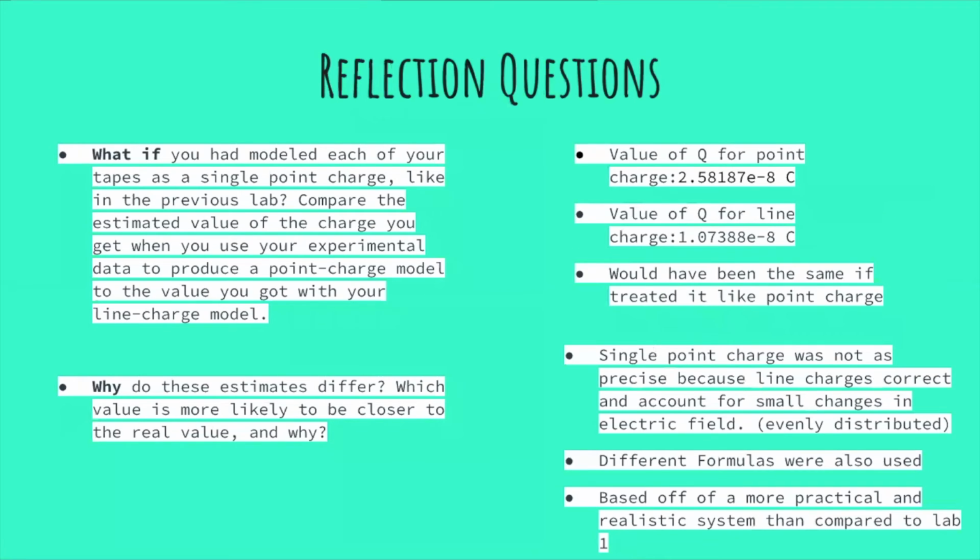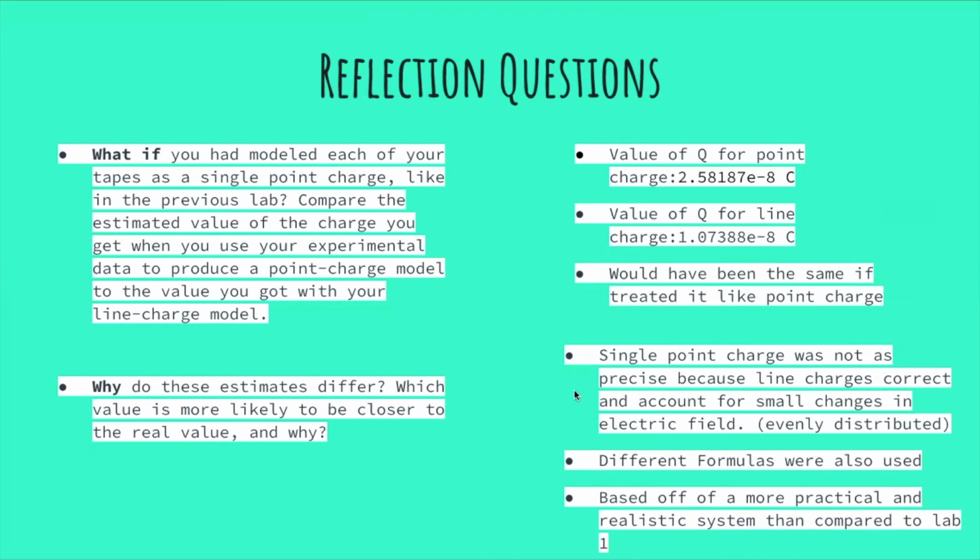So for our reflection questions, what if you had modeled each of your tapes as a single point charge like the previous lab? Well, if we did that, then we'd find that our Q would have been equal to 1.07388 times 10 to the negative 8. However, we find that our value is now 2.58 times 10 to the negative 8. So there is some disparity between the two, but the value of Q is a far more accurate estimate than our other one. So why do they differ?